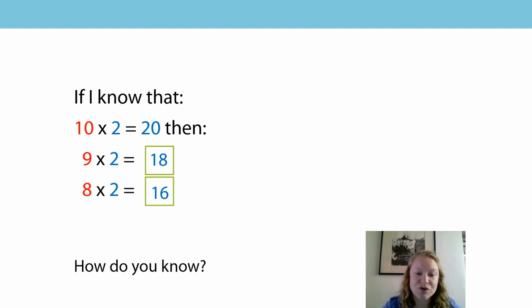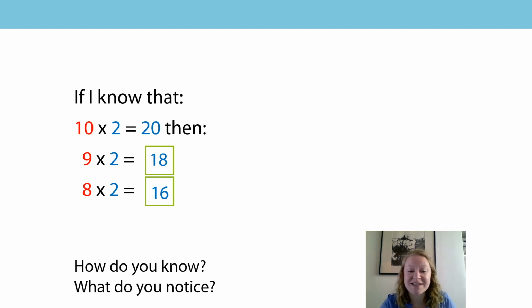Now I want you to have a quick think. If you knew that already, how did you know? What was it about the numbers and the patterns? What have you noticed? What did you notice that helped you to understand what the product would be? What is helping us get to know our 2 times table? Just pause and have a little think about that for a minute. So what have you noticed?